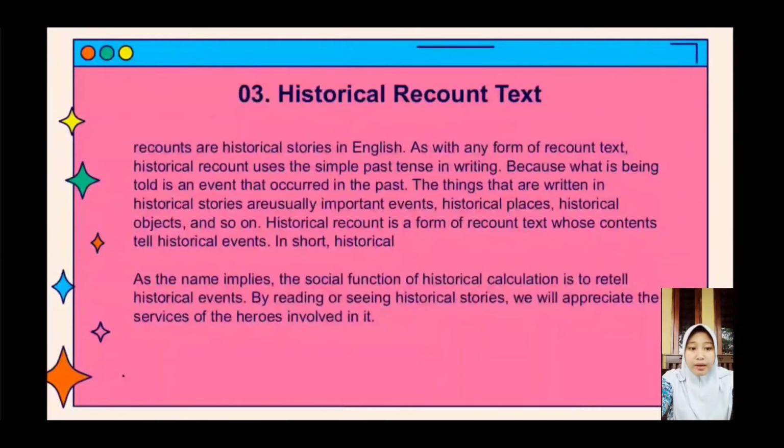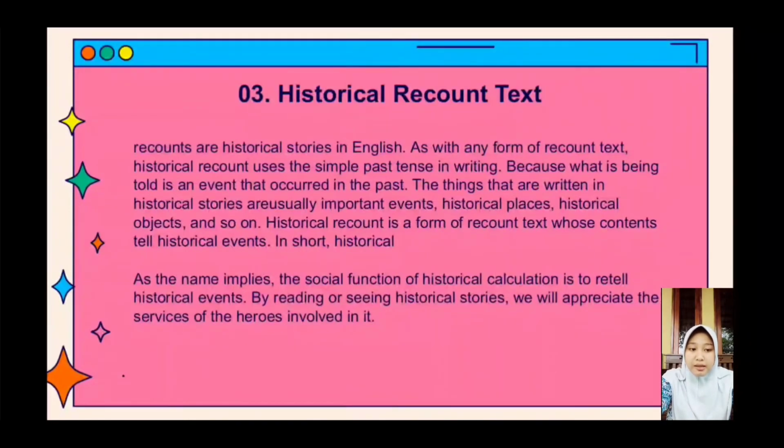Now, we will tell about historical recount text. So, what is historical recount text? Recounts are historical stories in English. As with any form of recount text, historical recount uses the simple past tense in writing, because what is being told is an event that occurred in the past. The things that are written as historical stories are usually important events, historical places, historical objects, and so on.